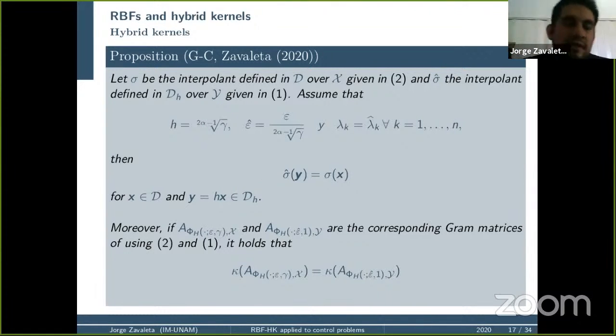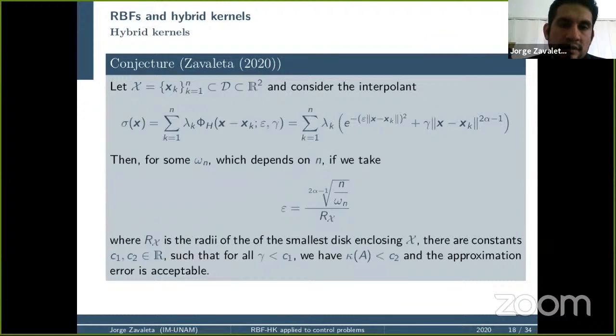So this is one of the results that we are working on. But for example, I was doing some numerical tests to give some knowledge on how to choose the other parameters. So I've been doing some numerical tests.